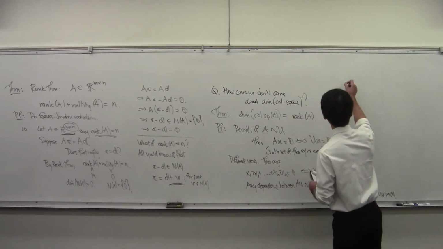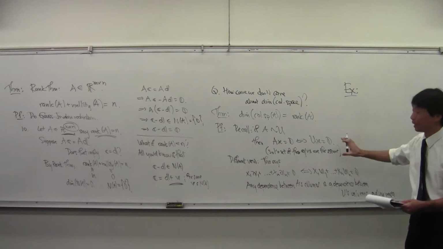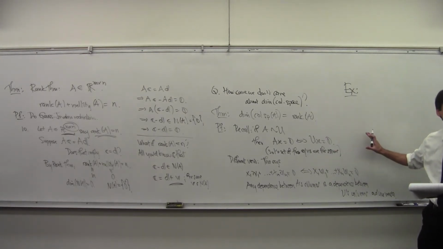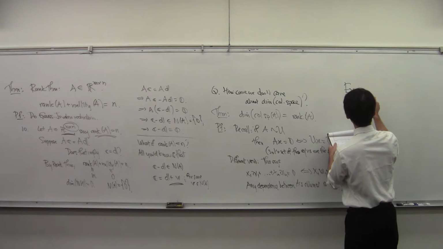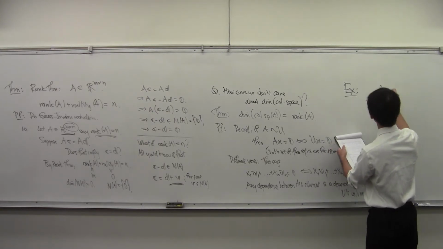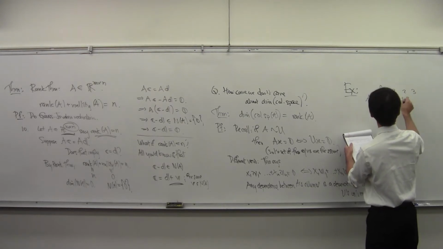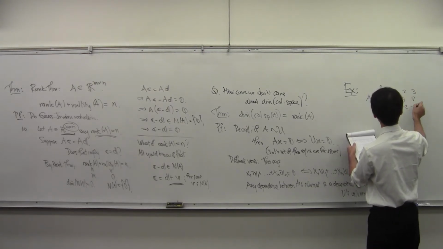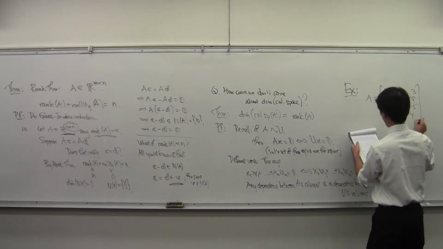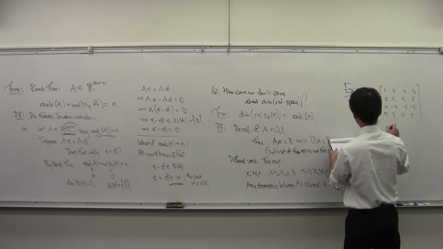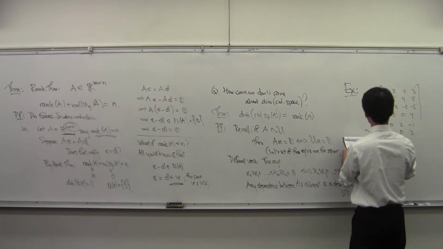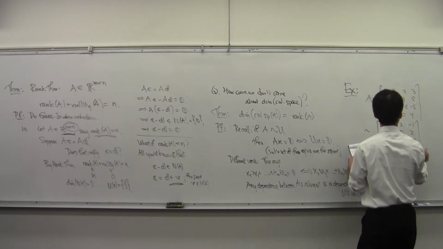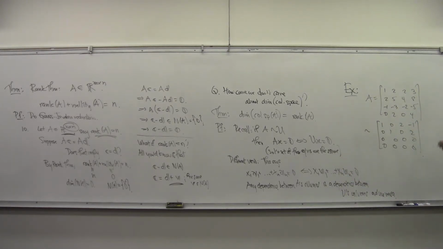Let me give you an example just to make that more concrete. So I'm going to cut out of the proof for a second just to give you an example, and then we'll come back. If we take a matrix A being 1, 2, 2, 3, 2, 5, 4, 8, -1, -3, -2, -5, 0, 2, 0, 4, and we reduce it down to its reduced row echelon form, it looks like this: 1, 0, 2, -1, 0, 1, 0, 2, 0, 0, 0, 0, 0, 0, 0, 0. If we do Gauss-Jordan reduction on it, then we see this.